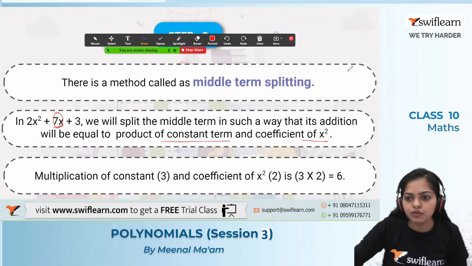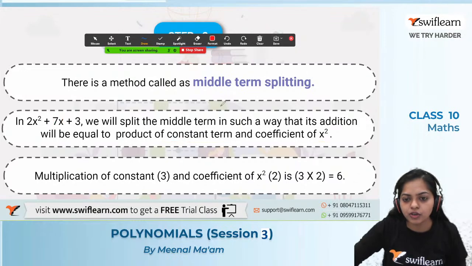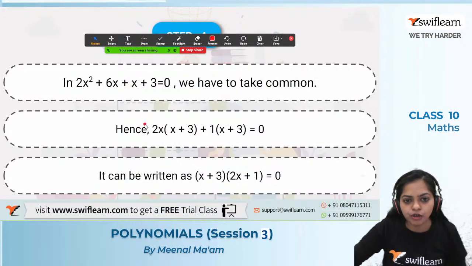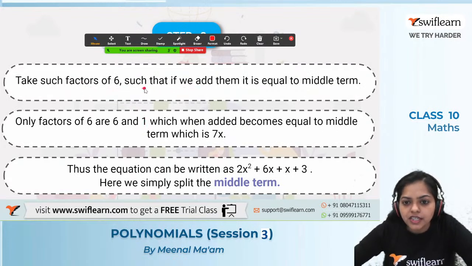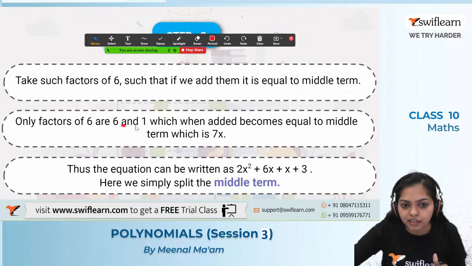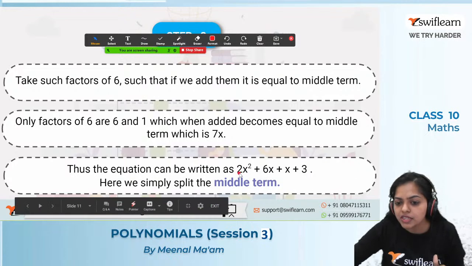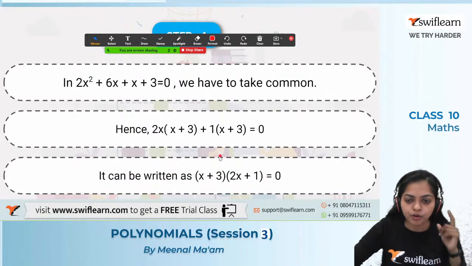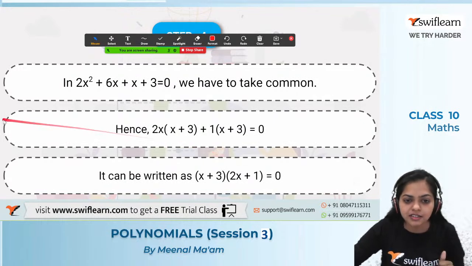So first we take the multiplication, and next we take the factors of 6 such that if we add them, we get the middle term. So 6 and 1 are the factors, and after adding them we get 7x. So split this middle term: 2x square plus 6x plus x plus 3. Got it? So 7x is split into 6x plus x, and if I multiply them, I get the multiplication of the constant and the coefficient of x square. I think no one will have any doubt till here, because we discussed this very well in the last 2 sessions.